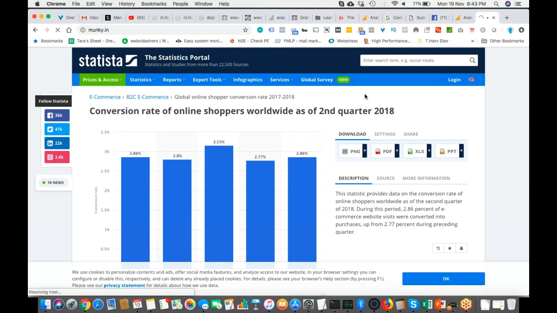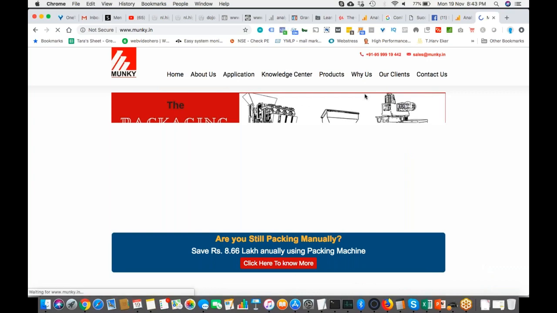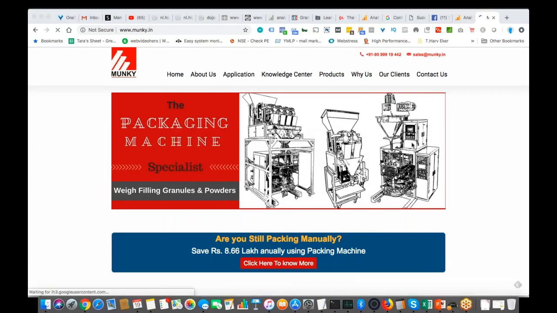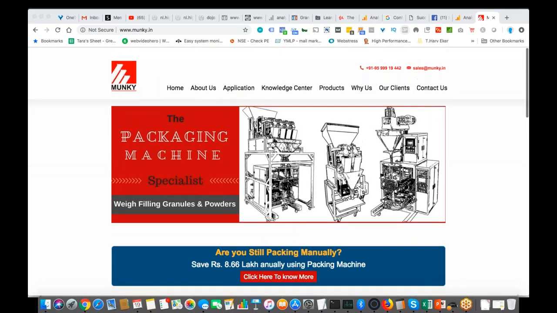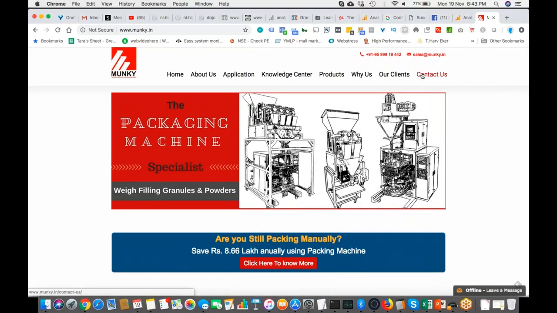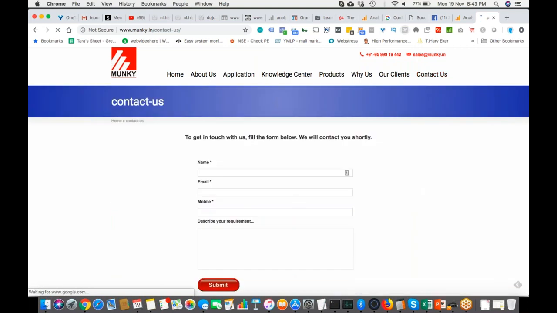So this website is of a packaging machine manufacturer. In general, there is a contact form. If you go to the Contact Us page, there is a general Contact Us form. So this is how you collect it.